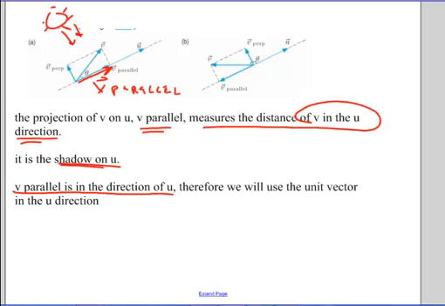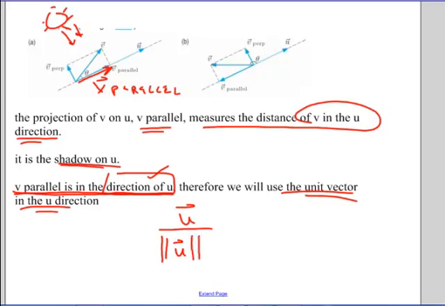Well, if it's in the direction of u, the way that we're going to find the direction of u is to use the unit vector in the u direction. So u over the magnitude of u is a little unit vector in the u direction.